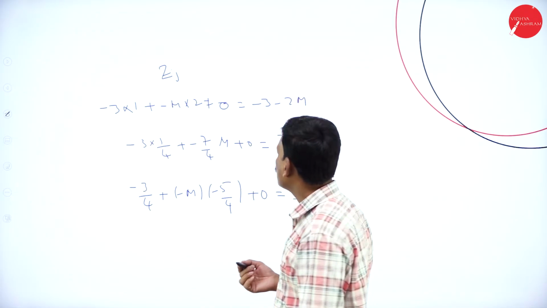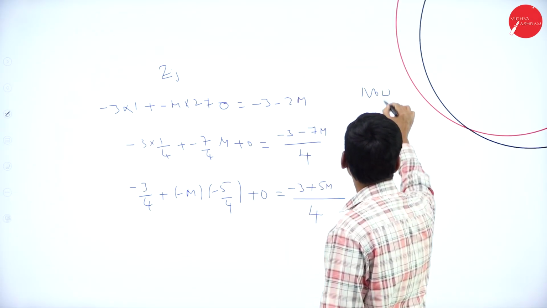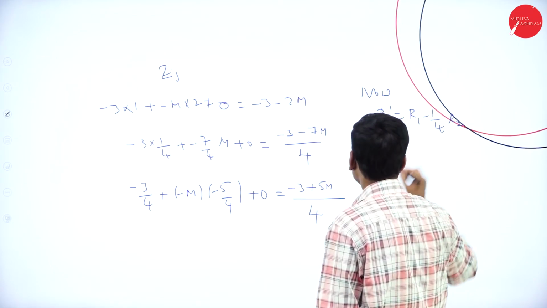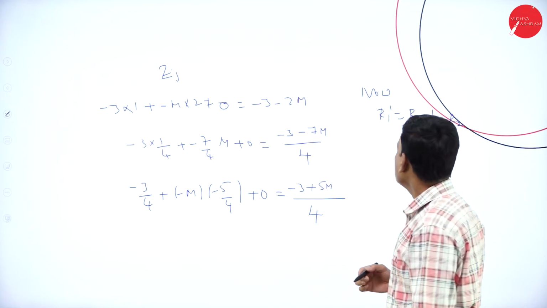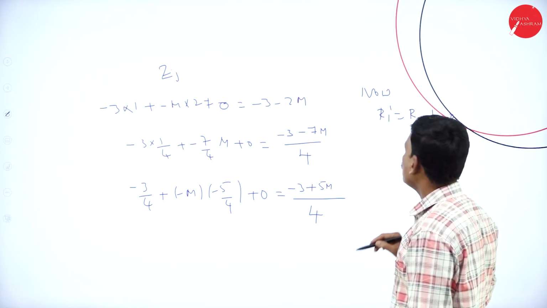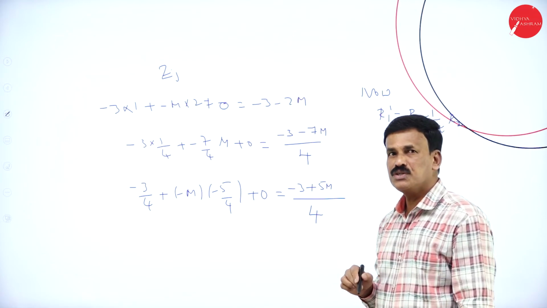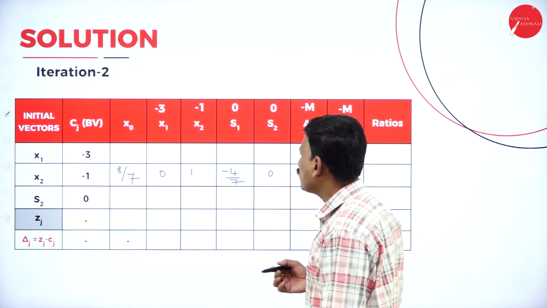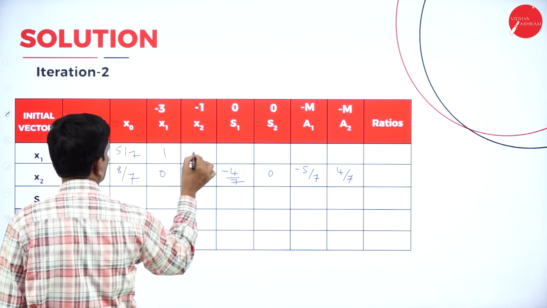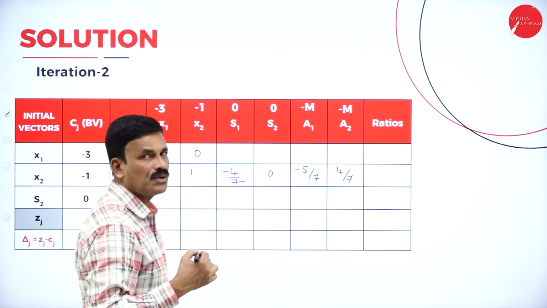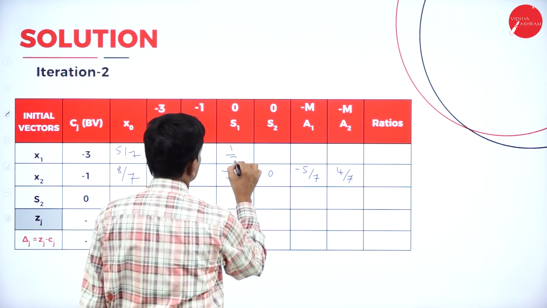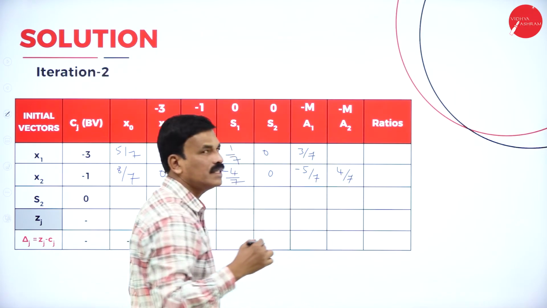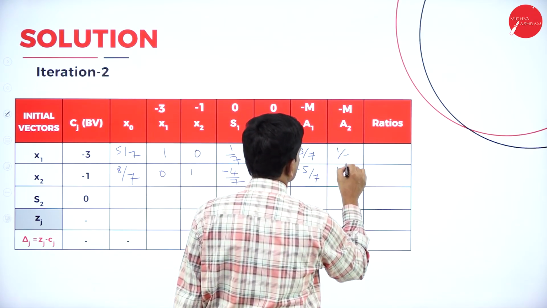Okay. Now R1 dash is equal to R1 minus 1 by 4 R2 times. So R1 dash is equal to R1 minus 1 by 4 R2 dash. If we use the elementary row operation and subtract, what are the elements we are going to get? 5 by 7, 1, and this reduces to 0. Then this is 1 by 7, 0, 3 by 7 and 1 by 7.